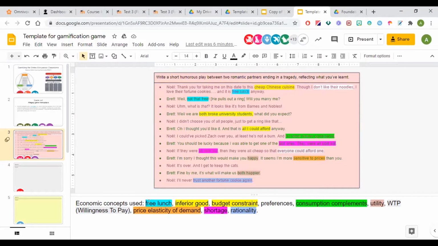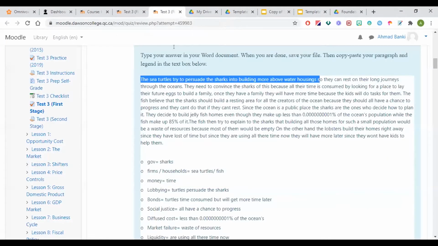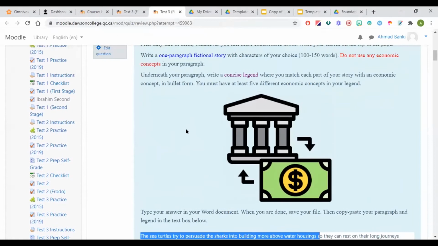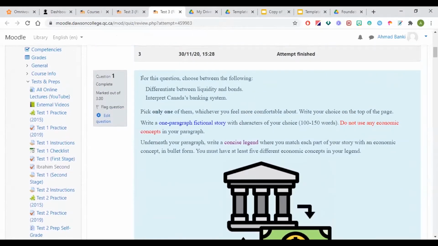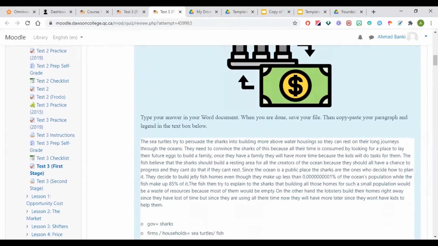So when you write your allegory with animal characters, this is also something I tried last term with my exams. So I had one with the money market. So the differentiate between liquidity and bonds and interpret Canada's banking system. So this was actually a test, and this is an example of what a student wrote.